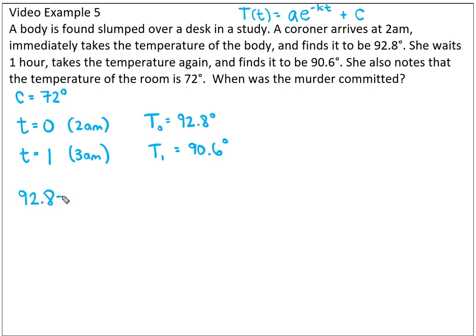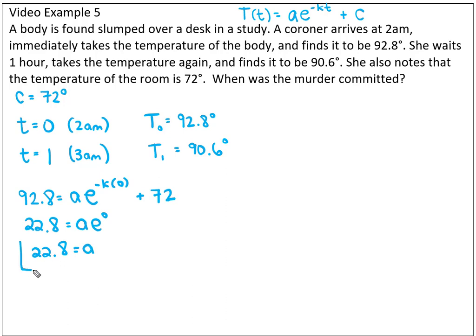And then writing the equation using t equals 0 and T naught equals 92.8, this is what we get. And then subtracting 72 from both sides would give me 22.8 is equal to a times e to the 0. And e to the 0 is just 1. So that's easy for us to solve for a. So that gives us one variable.